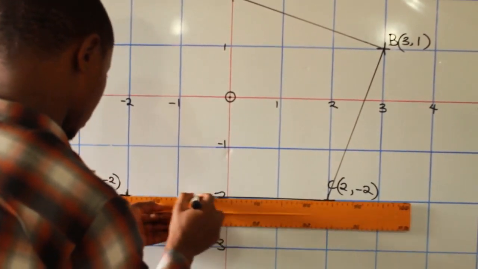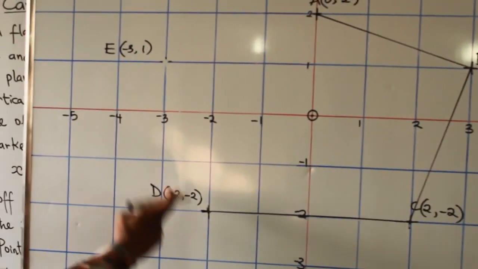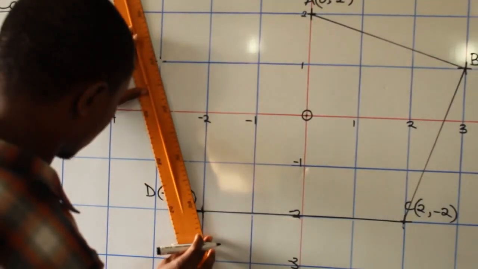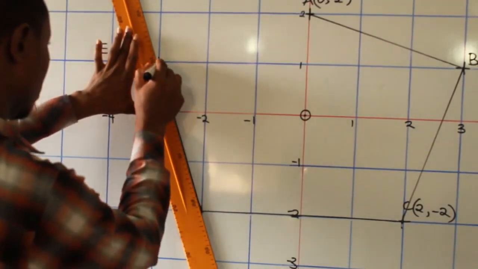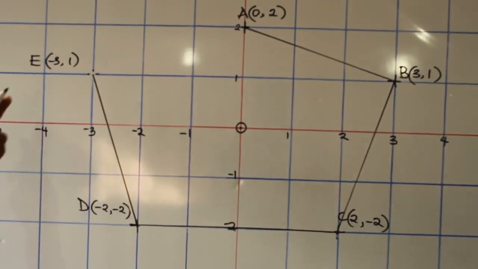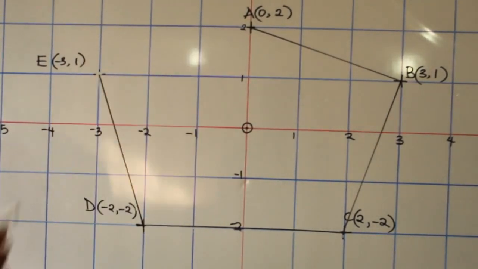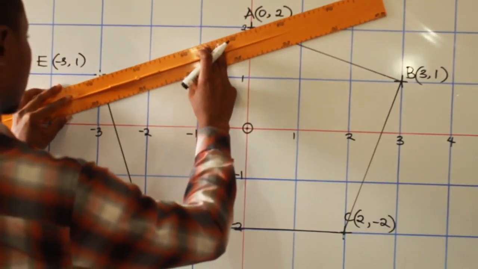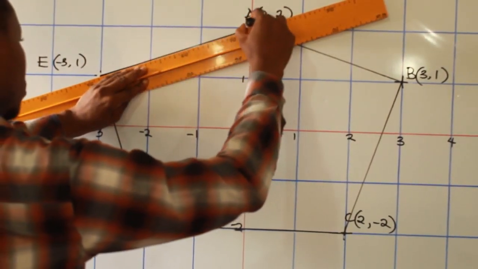C to D. The next point is from D to E. This is our point D, and this is our point E. Point D to point E. And the next line is from E to A. This is our point E, and this is our point A, and I'm joining it. E back to A.